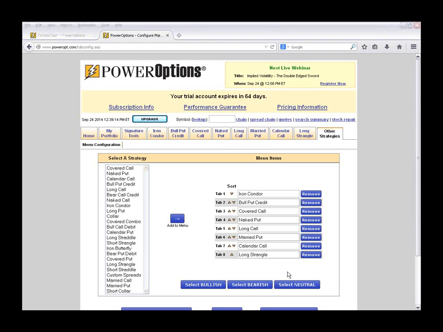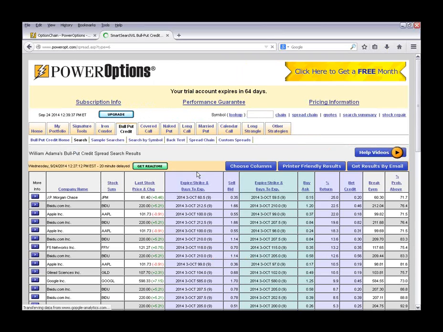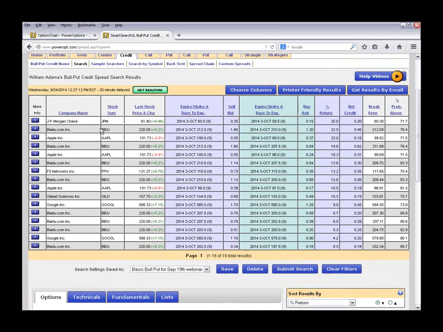All right. So the important thing first, for credit and debit spreads, let's take a look at those first. I'm going to go into the bull put credit for the time being. And let's just go into the search. Now, for every strategy, once you click on the search, it's going to link you to the view of the trades that match either one of the PowerOptions default screens or the last screen that you were viewing.